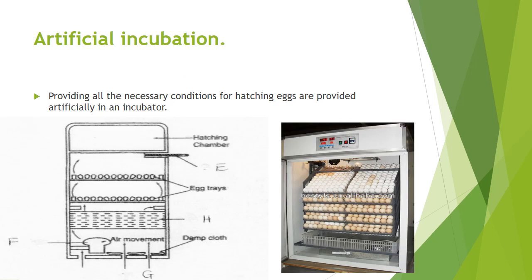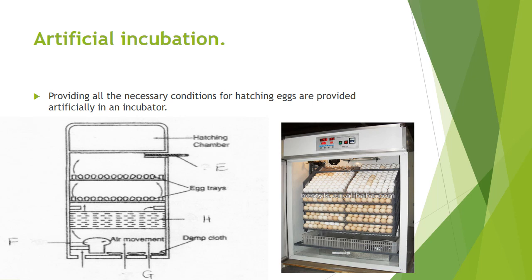Let's talk about the artificial incubation. This is the second method of incubation after natural incubation. So the artificial incubation, it is the providing of all necessary conditions for hatching eggs. So if you provide the necessary condition for hatching eggs, that is known as artificial incubation.